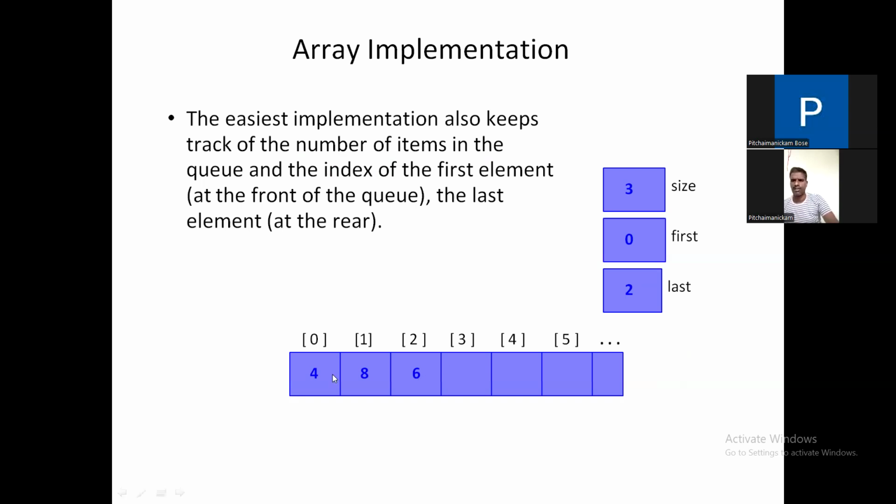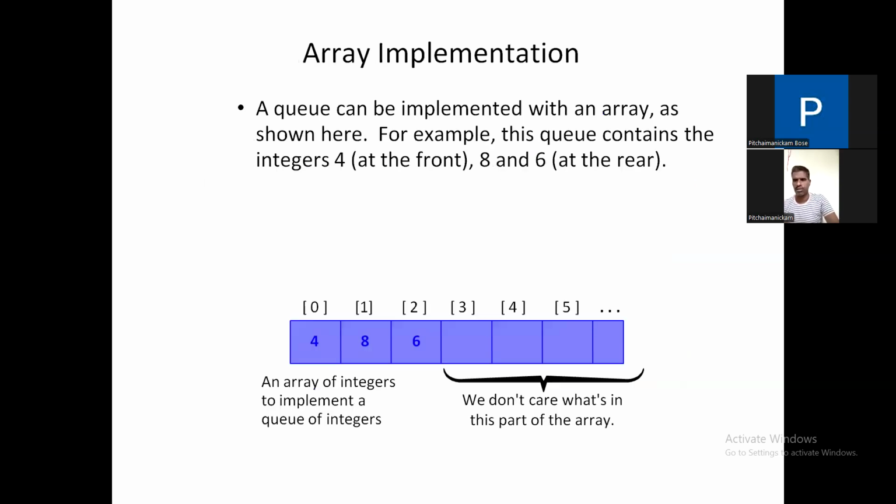So here we just see the initial setup of the queue. The 4 is stored in the first location, 8 is stored in location 1, and 6 is stored in location 2. Size is equal to 3, the front indicates the value 4, and the rear indicates the value 2 here. This is an array implementation, and we don't care about the remaining part, so we don't worry about that.